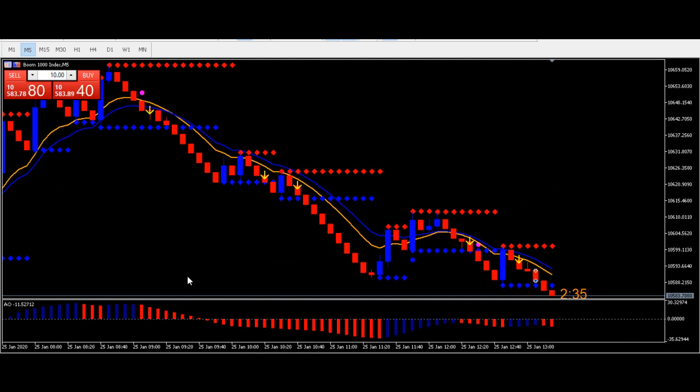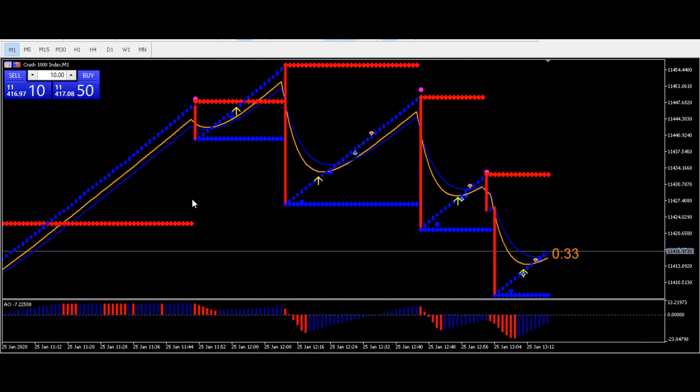How do I trade it? I only follow the arrow and my support and resistance with my trend lines. How does it work? Look at the mark here. Look at the support and resistance. I only wait for the support. I wait for the crash to happen. Then there's going to be a retracement. Once the arrow pops up, three candles.